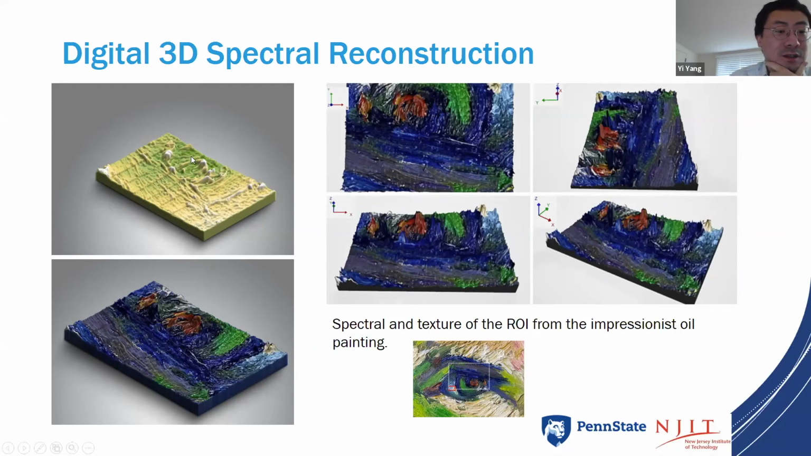Once we had this topography image, we also took a 2D picture of the painting, which is basically a spectral picture, red, green, and blue images. Then we projected the color image onto the surface topography image to create our 3D spectral digital reconstruction. So now this is our model.